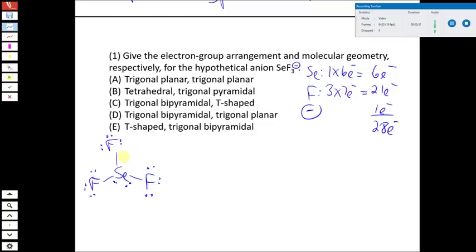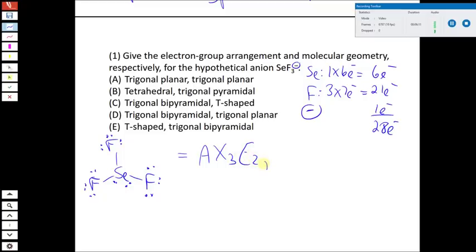So we get this structure, and we can translate this into the AXE notation if that's what you prefer to do. So we have our central atom. There are 3 fluorines bonded to it. That we can tell from the formula of the compound, which is SeF3 minus. But then we also determine that there's 2 lone pairs on the central atom, so that makes it AX3E2.